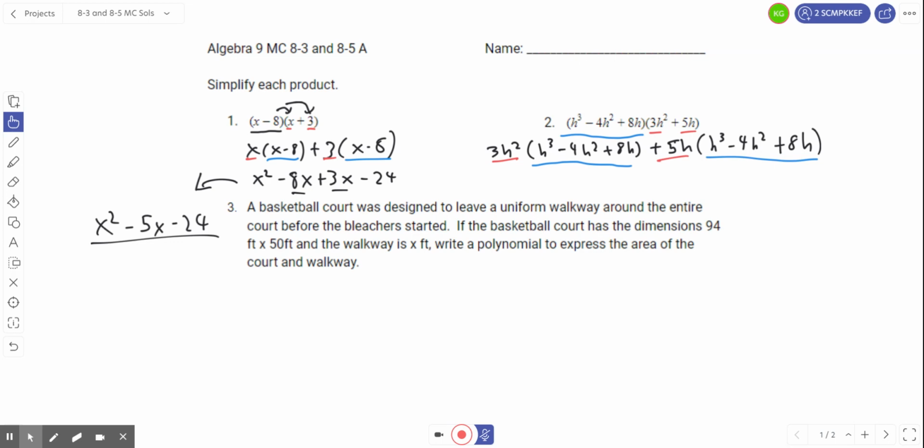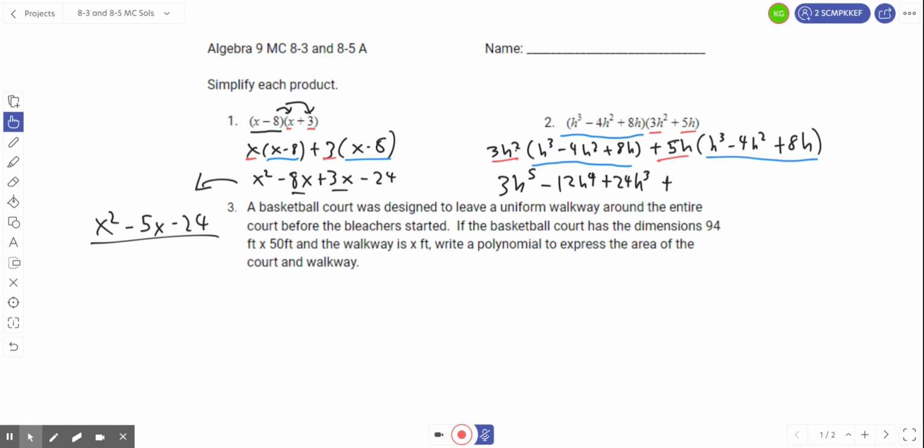So 3h squared times h cubed is 3h to the 5th. Minus 3h squared times negative 4h squared is negative 12h to the 4th. And 3h squared times 8h is 24h to the 3rd. And if you didn't notice, you should know this already from the other work we've done, we're just multiplying the coefficients. So 3 times 4 gives me 12, and we're adding the exponents. 2 h's and 2 more h's gives me 4 h's.